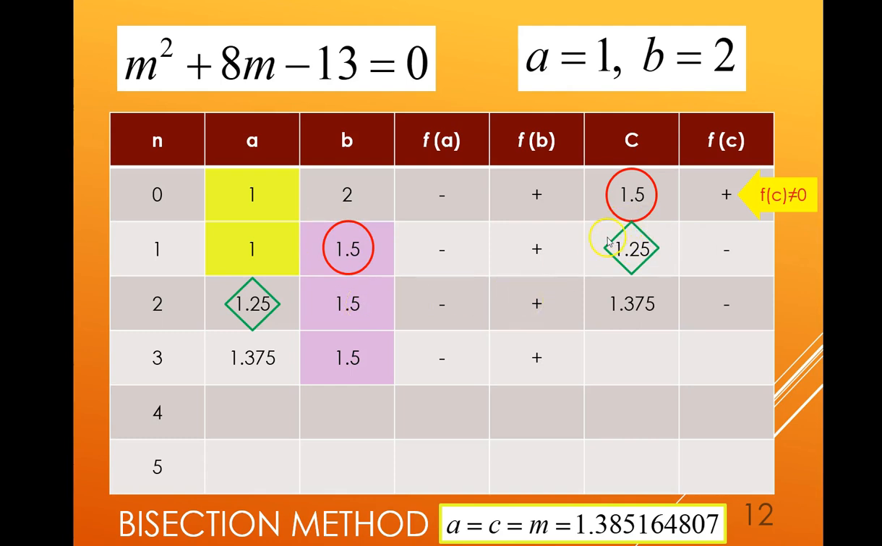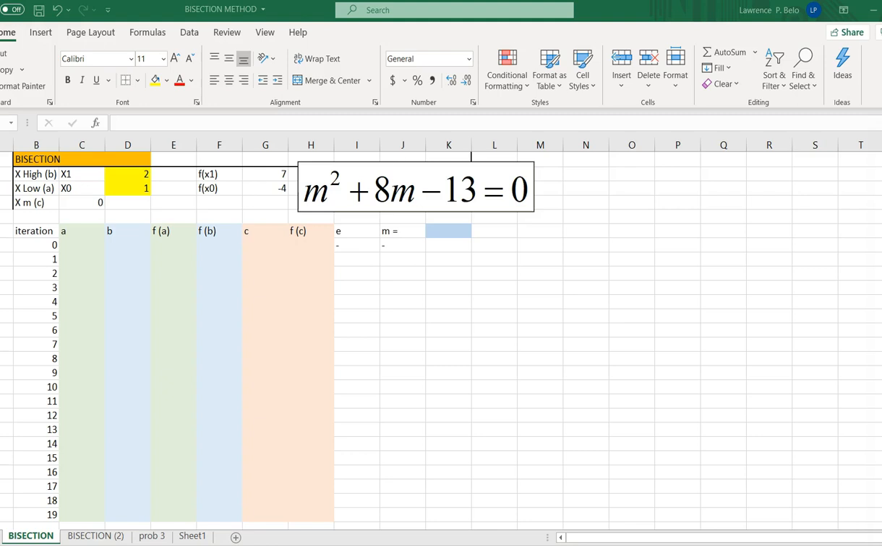And then the 1.25 will be the one that's replacing the A, because A is the one that's for negative. And then continue on with getting the midpoint. So for this one, the midpoint is 1.375. And since this is negative, that means it will replace the one that gave us a negative sign. And this continues on until you'll get a value of 1.385164807. So now what I did was I opened up Excel, and then let's try solving.